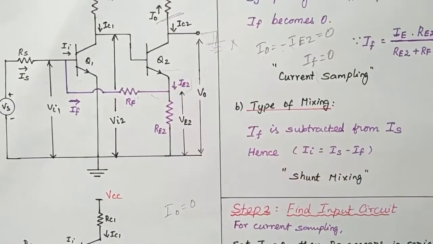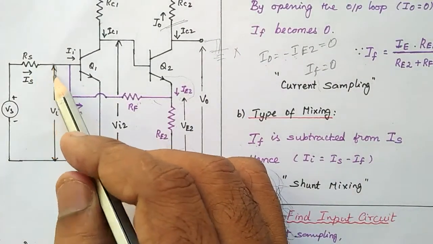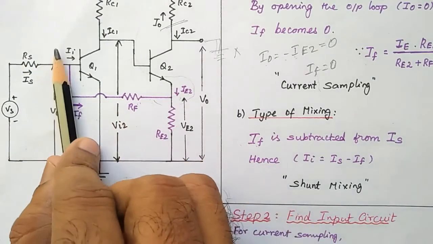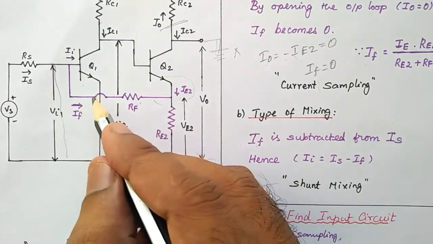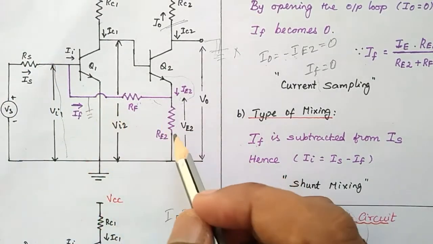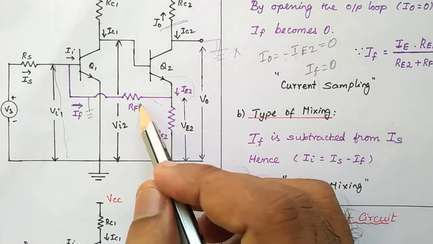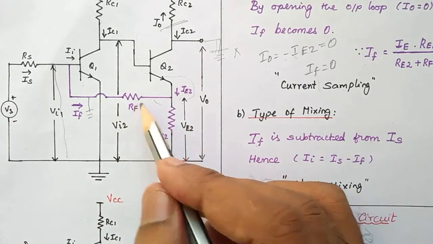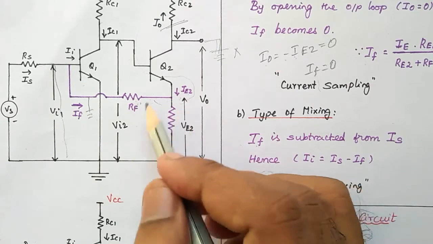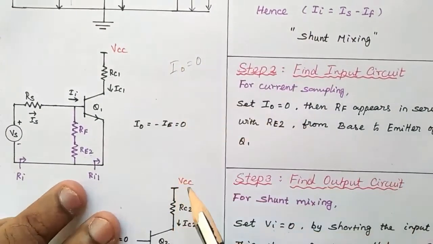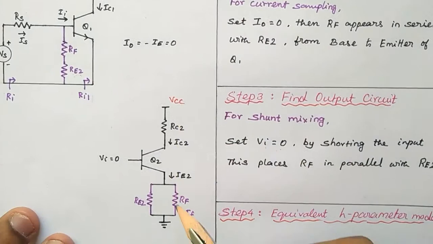So this is the circuit. Here the input voltage is grounded. So this input voltage is grounded, so this is isolated. This terminal is also grounded. Grounded means we have these two resistors in the output side, both in parallel connection. Hence we redraw this circuit as the modified circuit.